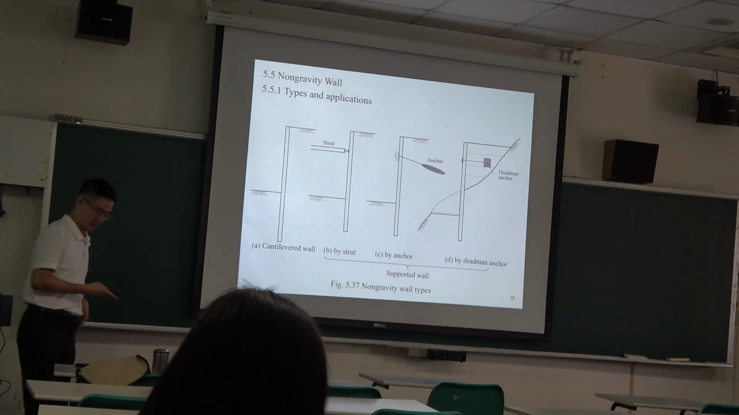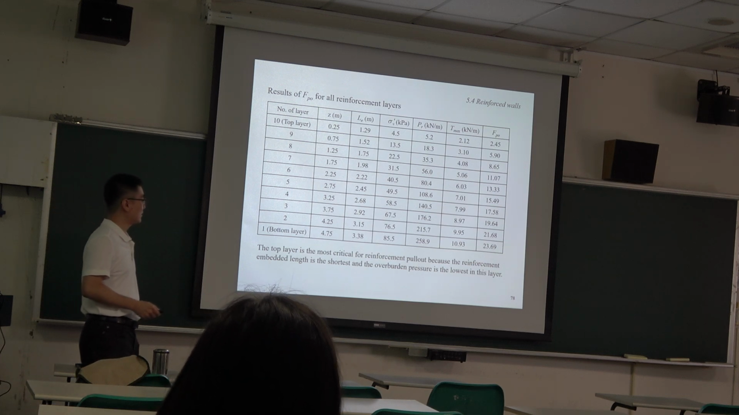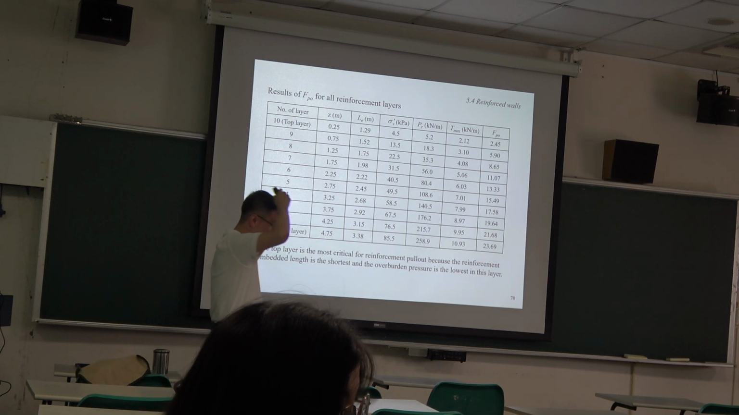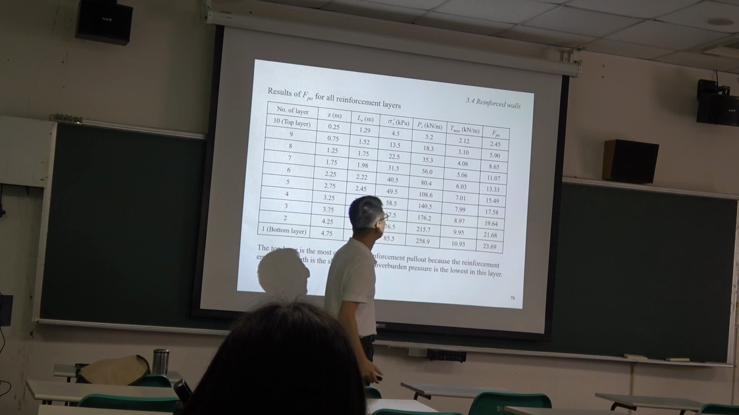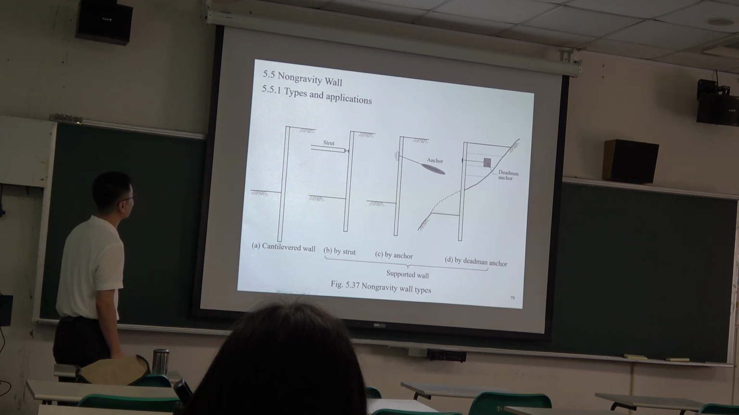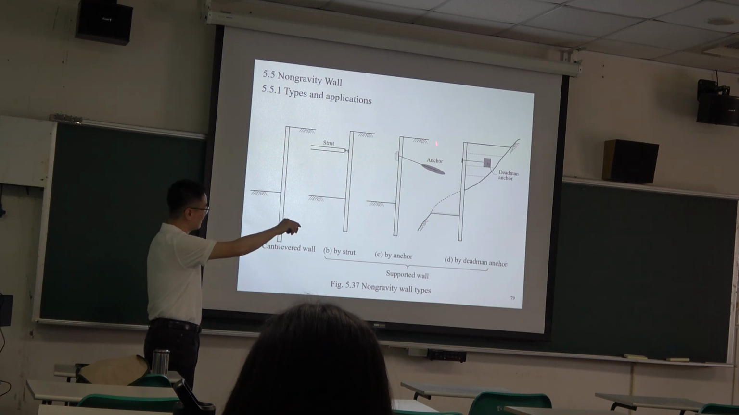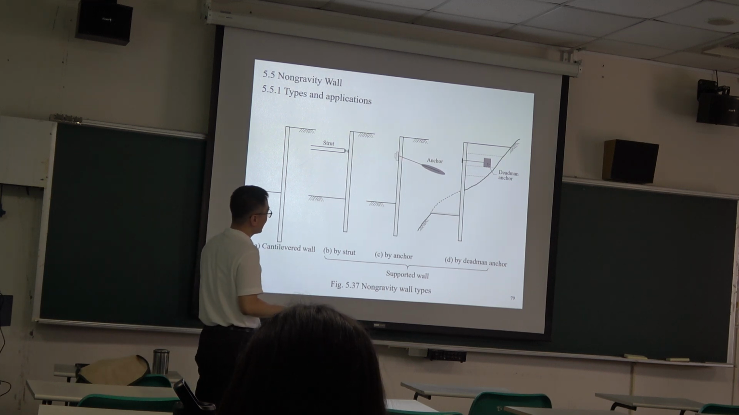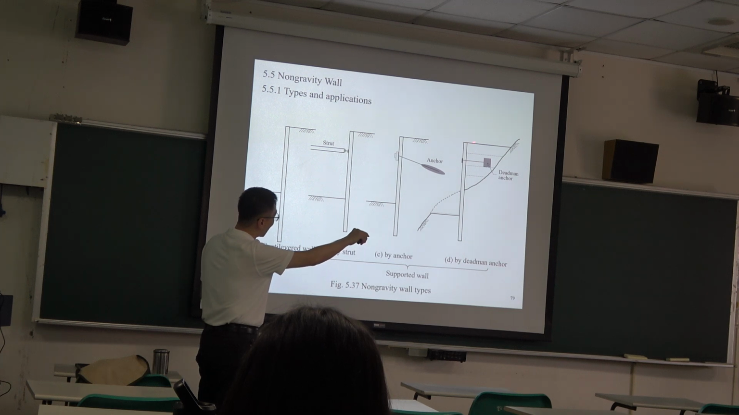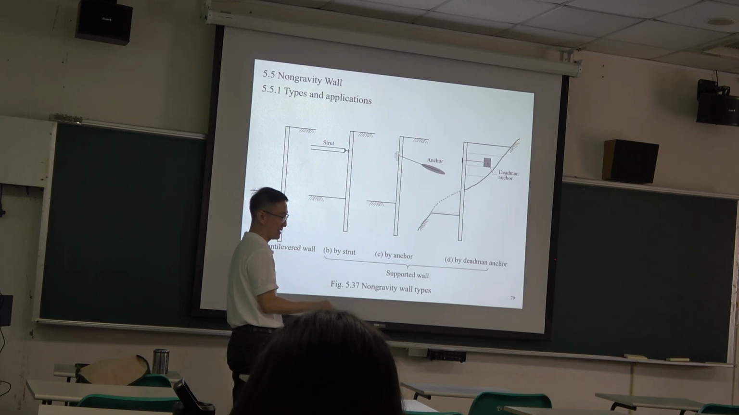So last week, we finished talking about geotextile reinforced wall. Then right now we start talking about non-gravity wall. We will have a cantilever wall, or a strut support wall, and anchor support wall. And this is also the other type of anchor. But this type of anchor is not common in Taiwan.